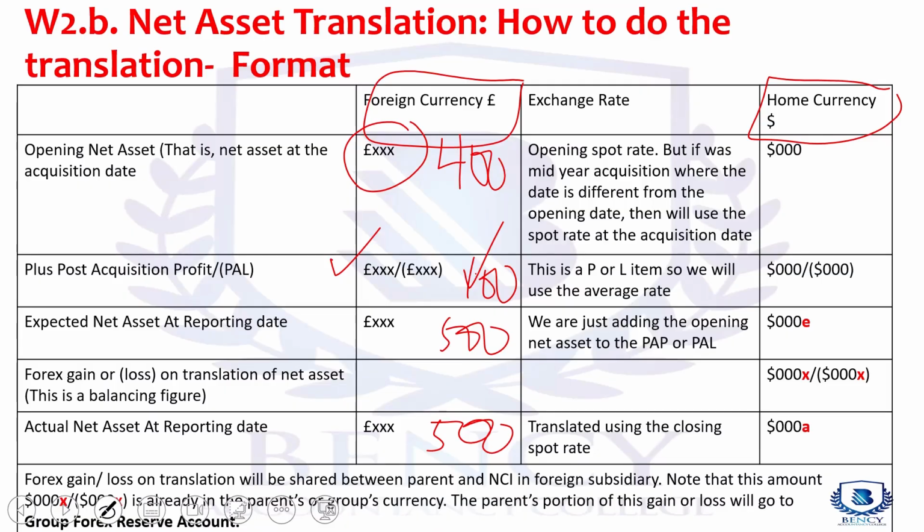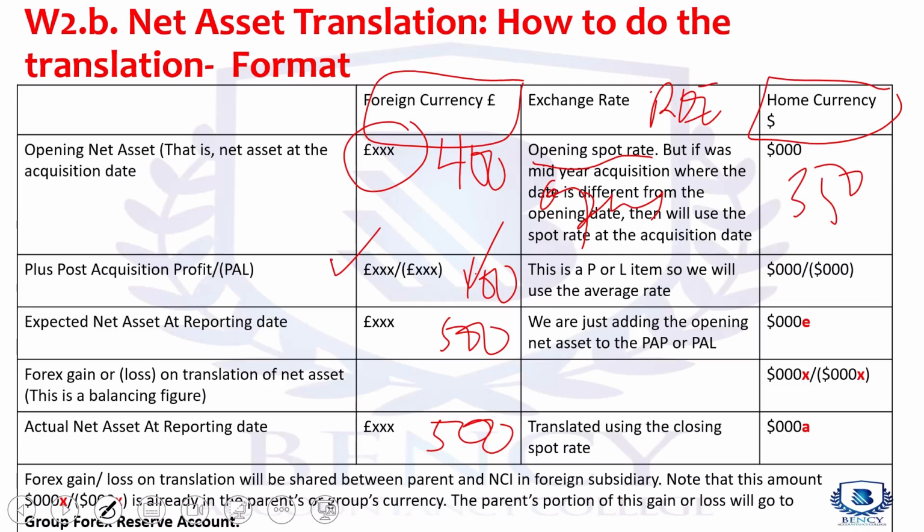But if we should translate, we are going to do the translation. So we look at the rate of exchange that you use. If it is opening net asset, you use the opening spot rate. But if the opening spot rate is not given because it's an immediate acquisition, then you have to use the spot rate at the acquisition date. So you translate this 400 into the home currency using that rate. Let's assume that the translation is, let's say, 350.